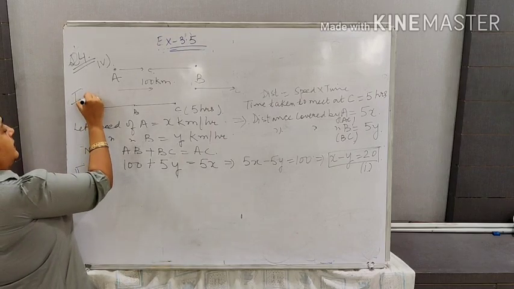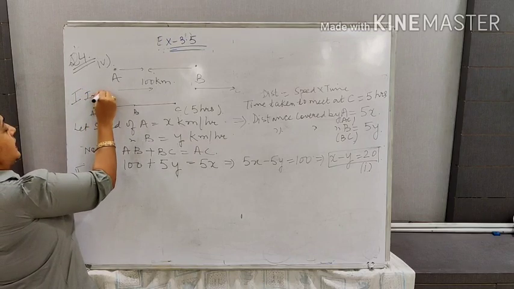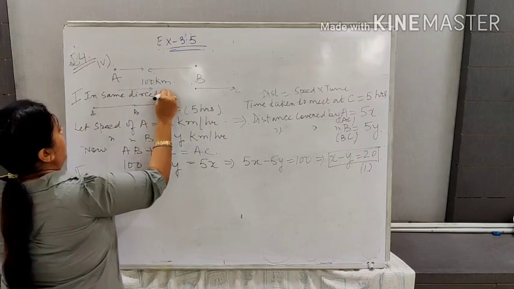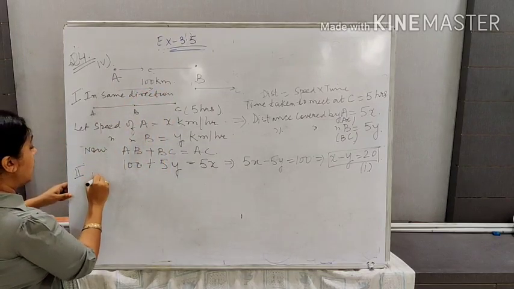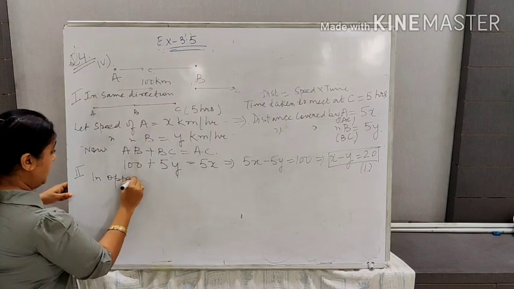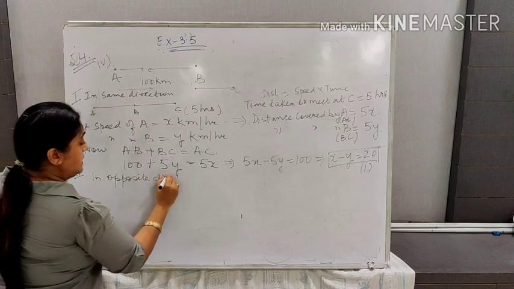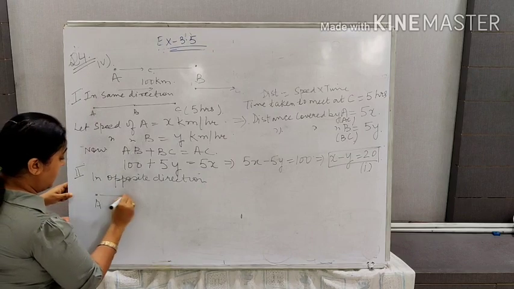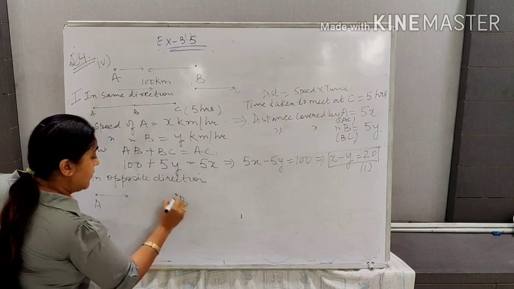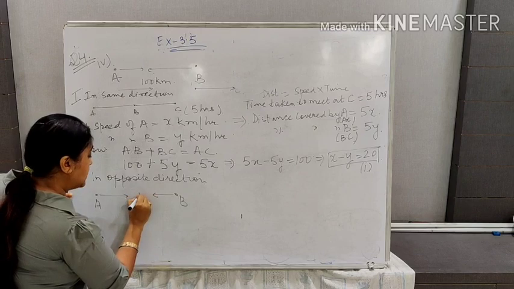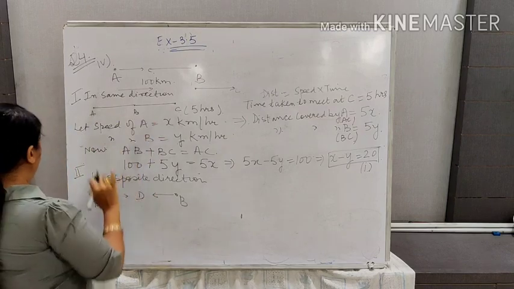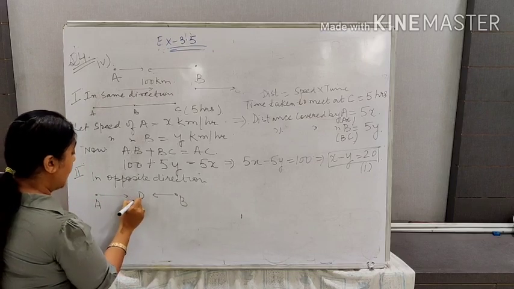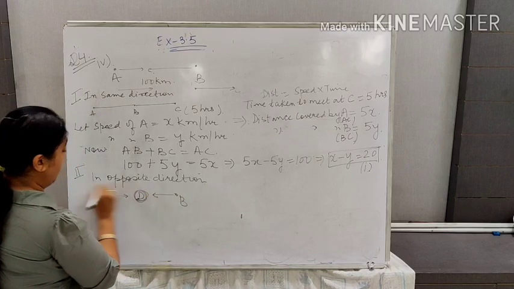They were in same direction. First was in same direction. Now in second case, in opposite direction. What is given? They were in opposite direction. That means A started from here and B started from here, and they met each other at point D. इधर मैंने C ले लिया, तो let me take this as D. So they meet at point D, their meeting point.